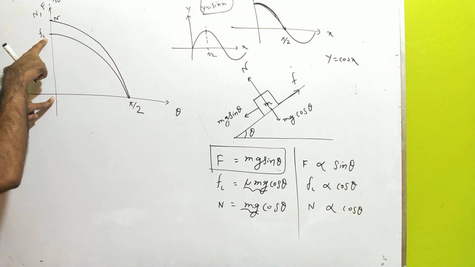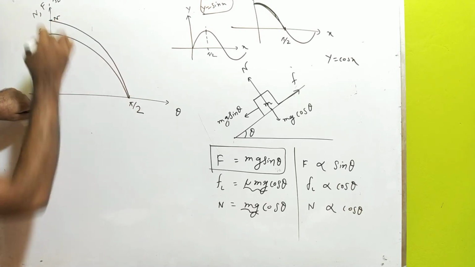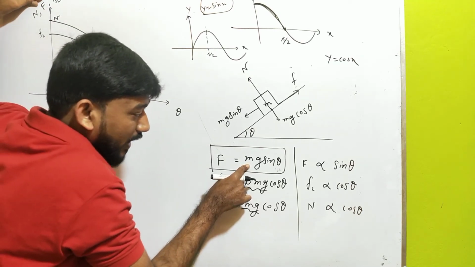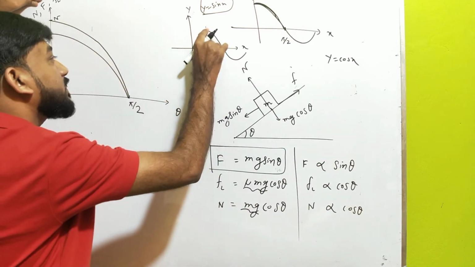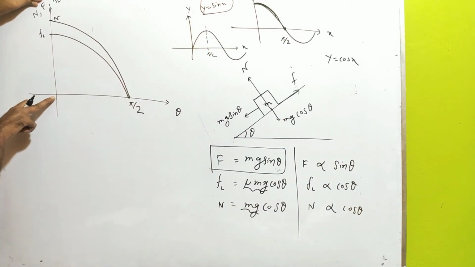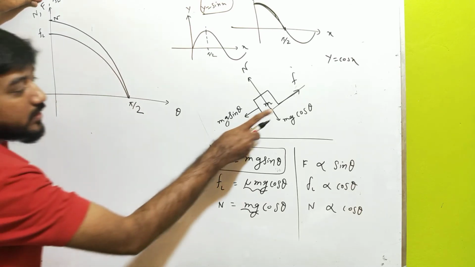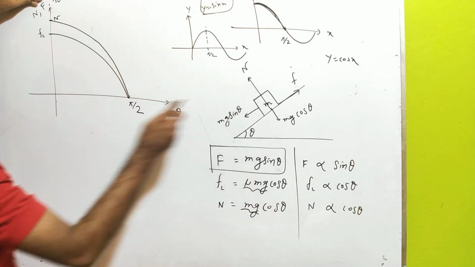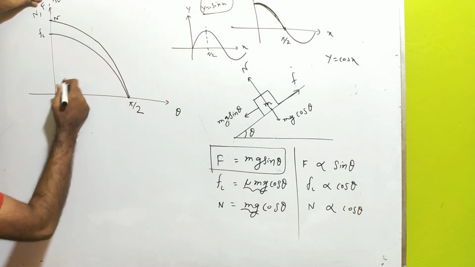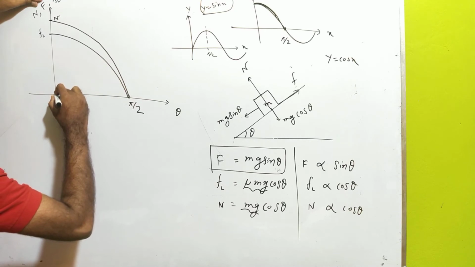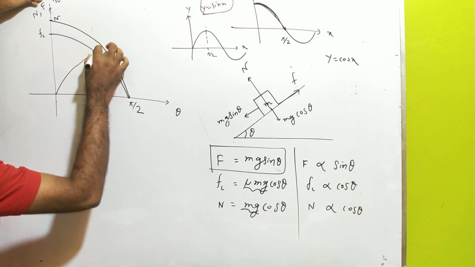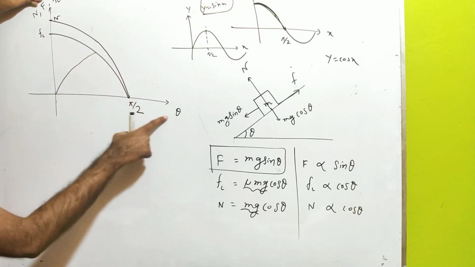We have already done these two graphs, N and FL versus theta, but we have to now draw this graph, f versus theta. And how is this f varying? This f is varying like mg sin theta, that is proportional to sin theta, so the graph will be like this. At theta is equal to 0, obviously f is equal to 0, there is no applied force when the surface has no inclination. Now as we increase theta, this f will increase, and it will touch the graph of FL versus theta.